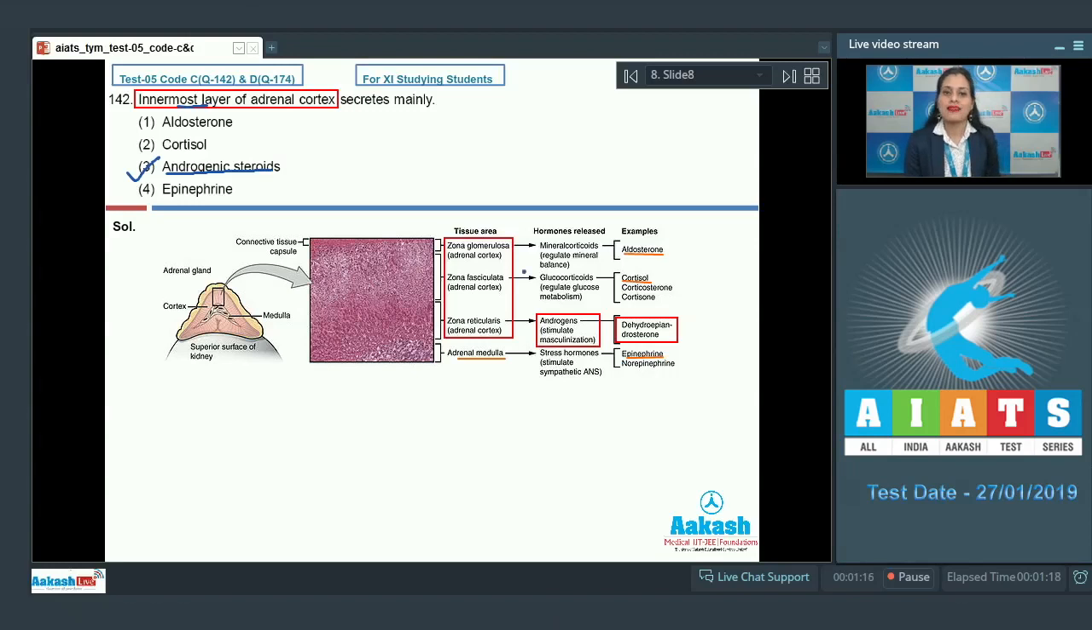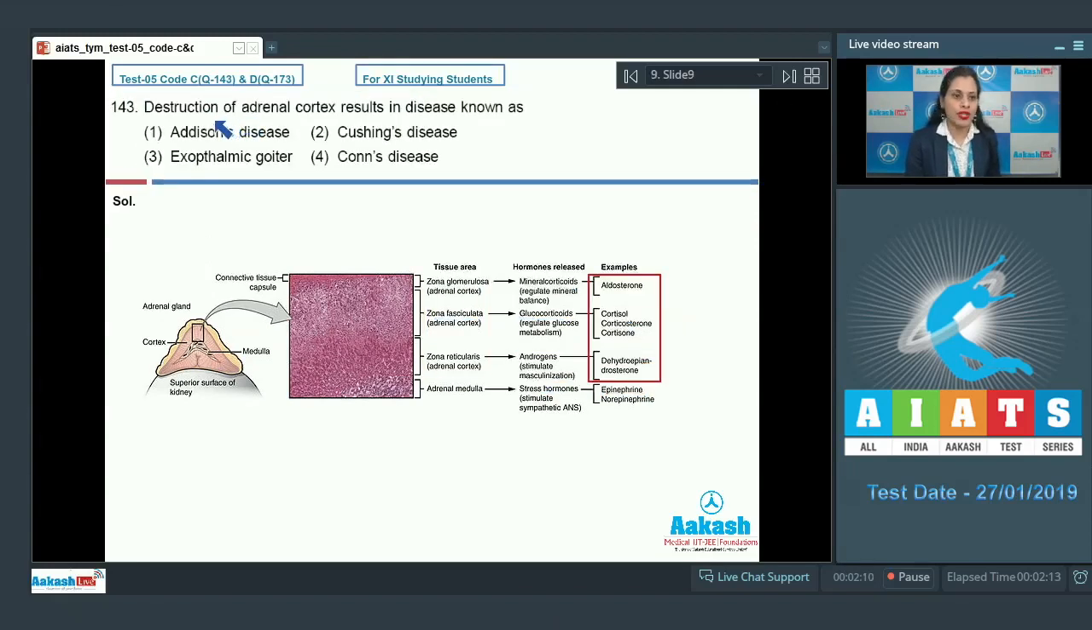androgenic steroids. Whereas the other 3 options are incorrect. Aldosterone is an example of mineralocorticoids, which are the hormones released from zona glomerulosa, which is the outermost layer of adrenal cortex. The next option is cortisol, and this is also an incorrect option, because cortisol is an example of glucocorticoids, which are hormones released from zona fasciculata, the middle layer of adrenal cortex. And the last option is epinephrine, and this is also an incorrect option, because epinephrine is a stress hormone which is released from adrenal medulla. So the correct answer to this question is option number 3. Let's discuss our next question.